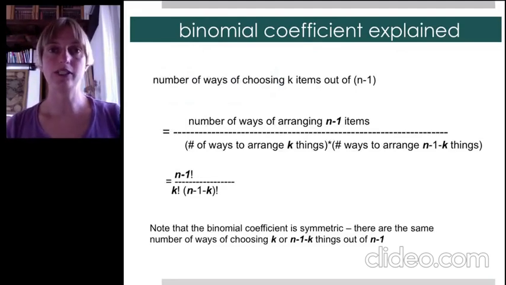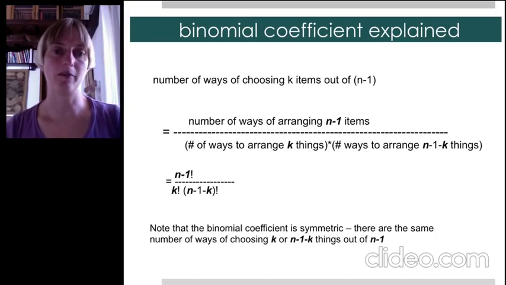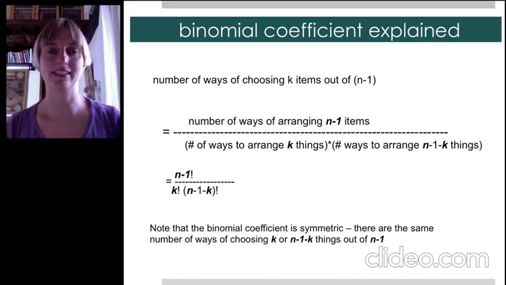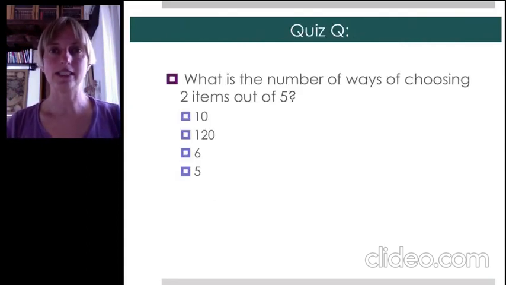So in general, this binomial coefficient of choosing, for example here, k items out of n minus 1 is going to be n minus 1 factorial in the numerator, k factorial in the denominator, n minus 1 minus k factorial in the denominator as well. And there should be parentheses around the n minus 1. Sorry about that. So let's test our understanding. What is the number of ways of choosing 2 items out of 5?